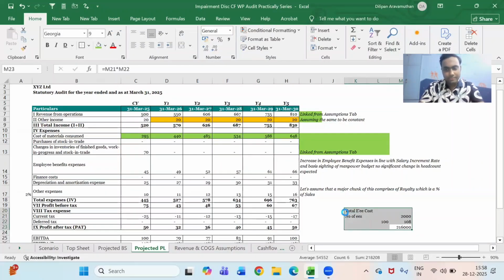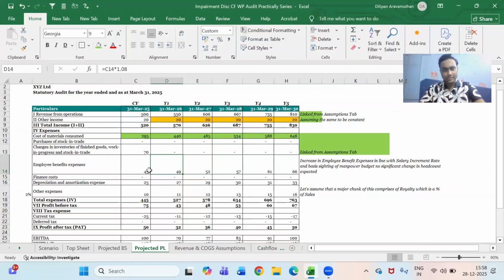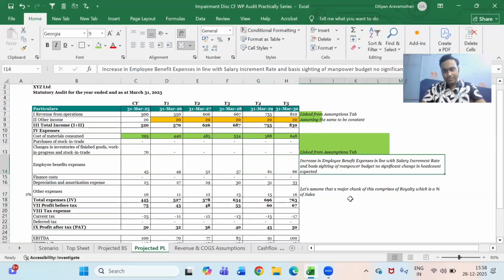But for simplicity purposes, considering that this amount is not material, we have understood from the entity that the salary escalation comes out to 8% year on year, and we have applied it directly on the number instead of dividing it by the number of employees, like factoring in the headcount. Because what we understood from the management after discussing is that headcount is not expected to significantly change. We discussed with the HR of ABC Limited, and we understood that the manpower count is not expected to change significantly. It is going to be in line with the previous years.